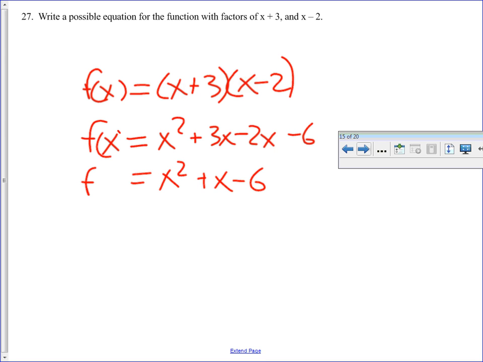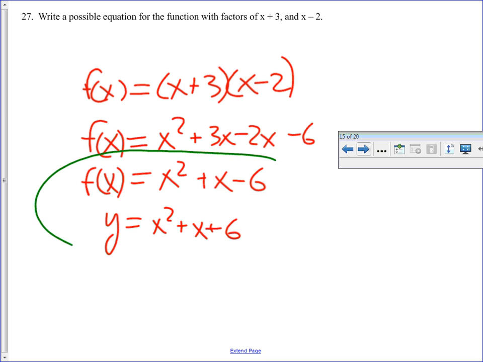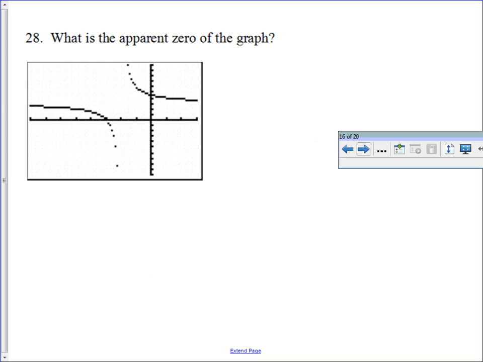And so we get x squared plus x minus 6. And they may leave it for you in that form, or they might write y equals, but you have to be able to recognize that these two would be the equations that have those as their factors.